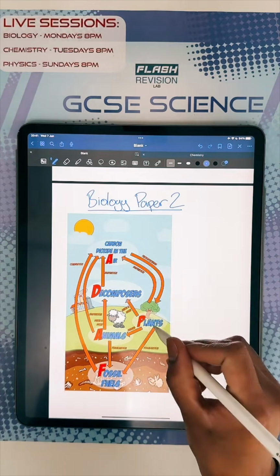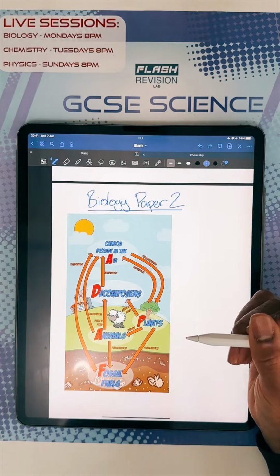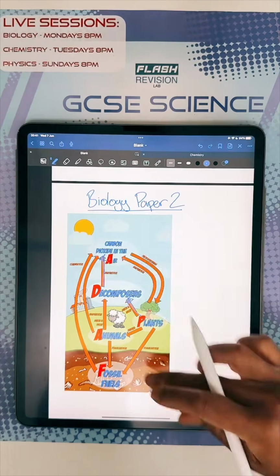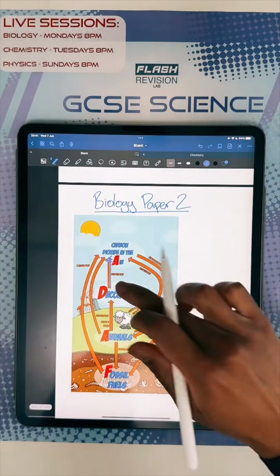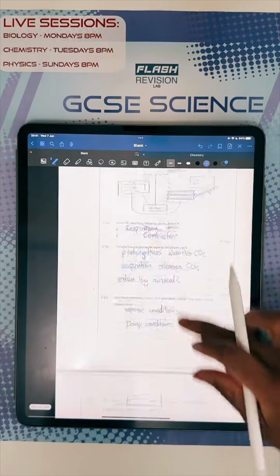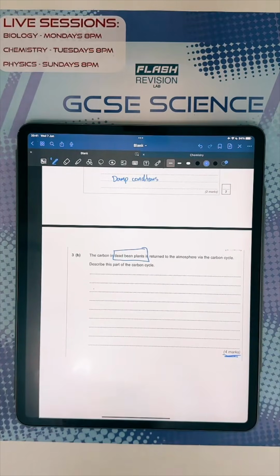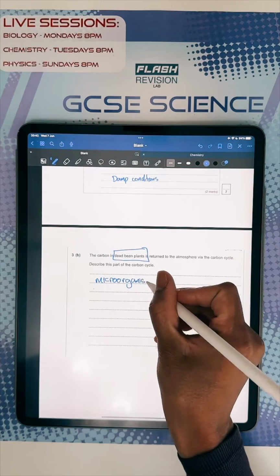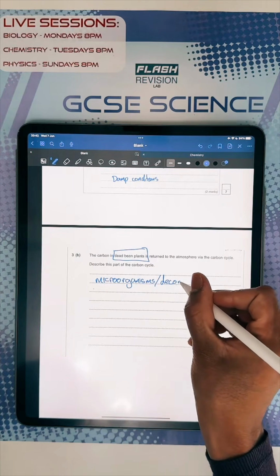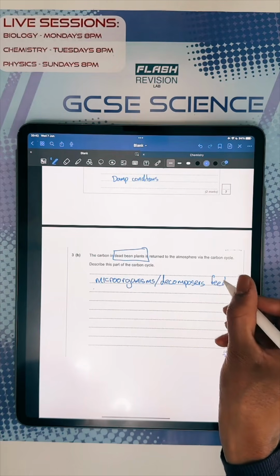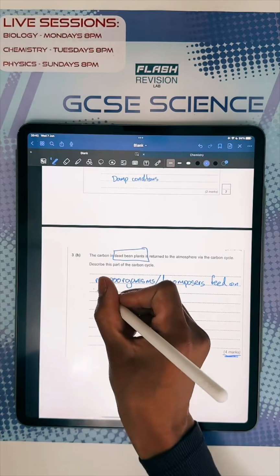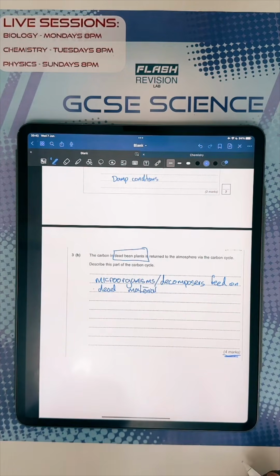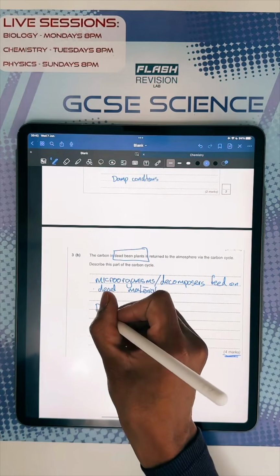So it's not talking about this arrow, it's not talking about this arrow. It's talking about this arrow. So they get eaten by decomposers and then it goes back into the air, because it's asking how it's returned to the atmosphere. So how does it go back into the air? Death and decay, and then the microorganisms respire. So to get the 4 marks, you would say microorganisms, or you can say decomposers, feed on the dead material. So that causes decay.